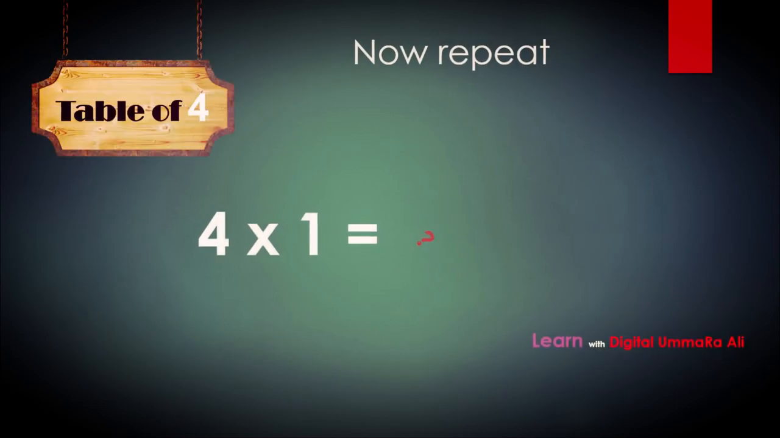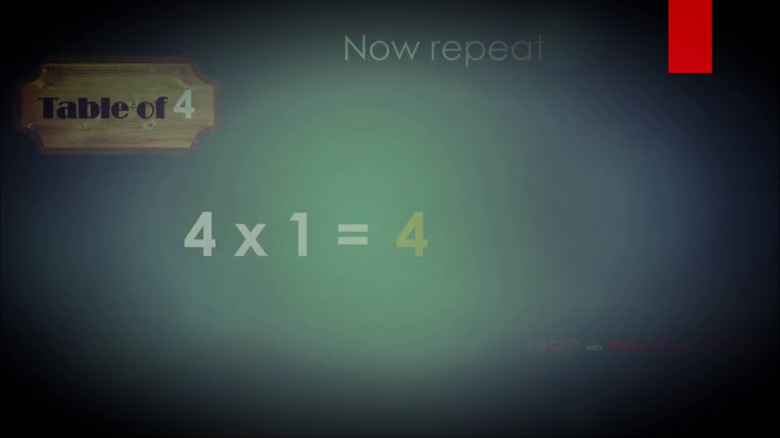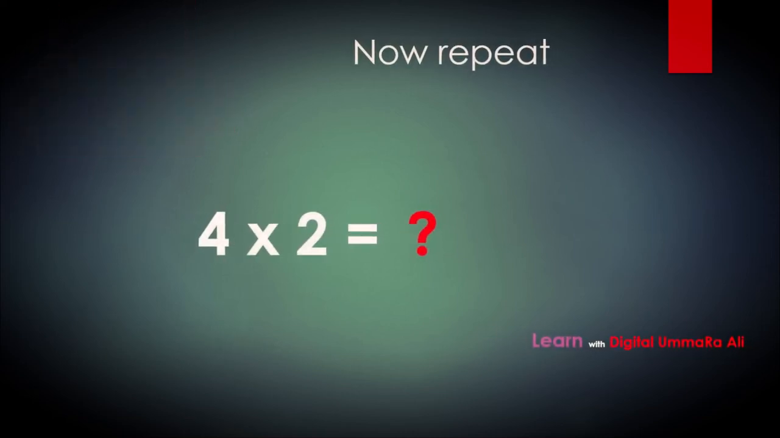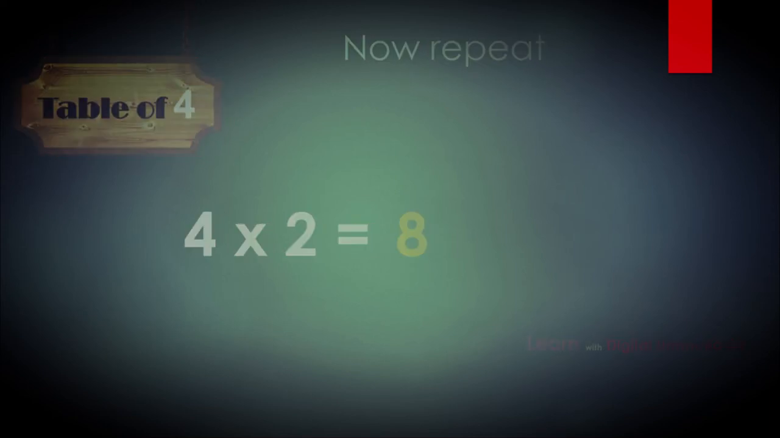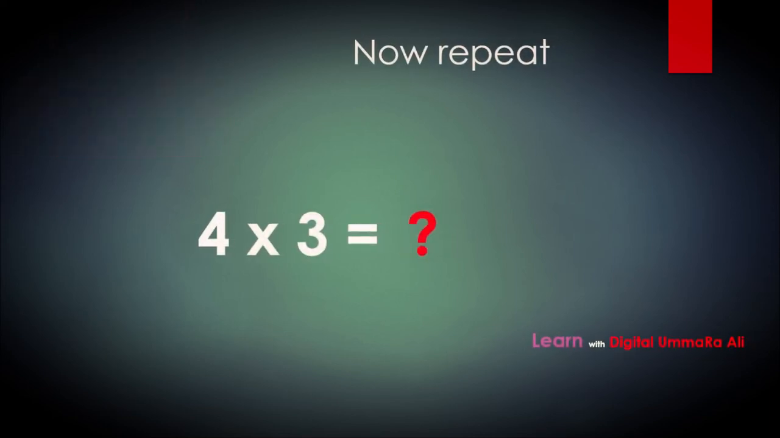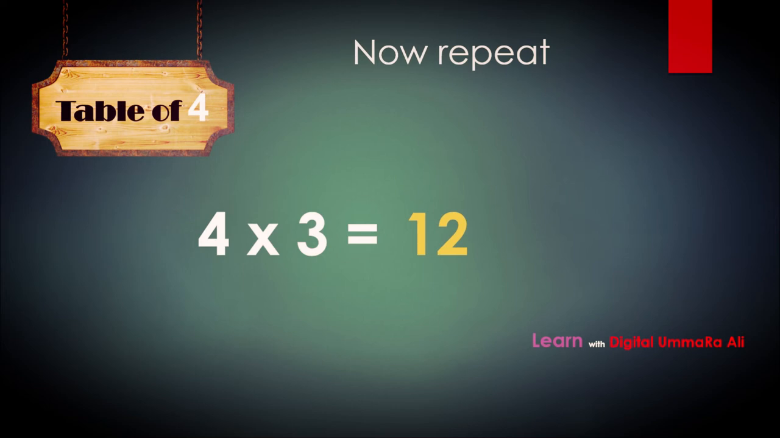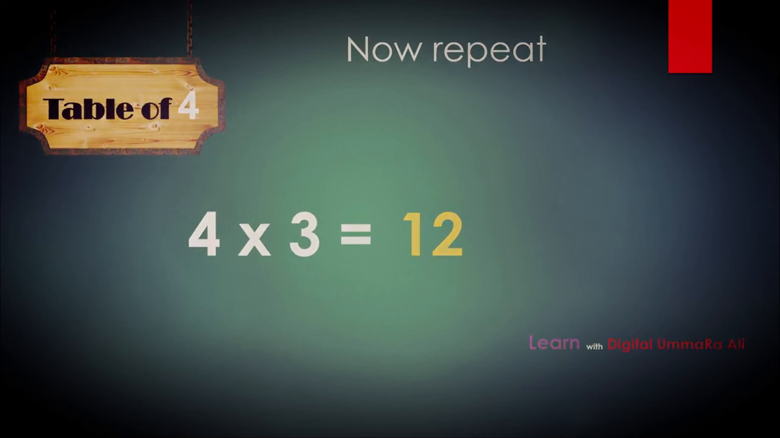Now repeat it with me. 4 ones are, yes, 4 ones are 4. 4 twos are, tell me, 4 twos are 8. 4 threes are, yes, you're right, 4 threes are 12.